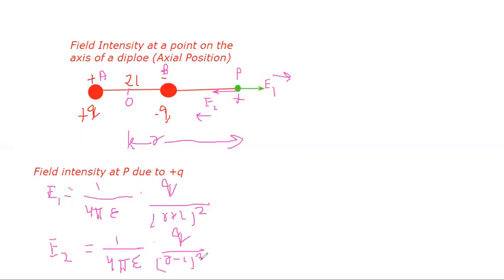Now you may see that (r plus L) whole square is greater than (r minus L) whole square. So E1 is less than E2. Sorry, my mistake, E2 is greater than E1, because (r minus L) whole square is smaller. So E2 is greater than E1, and the net field is E2 minus E1.